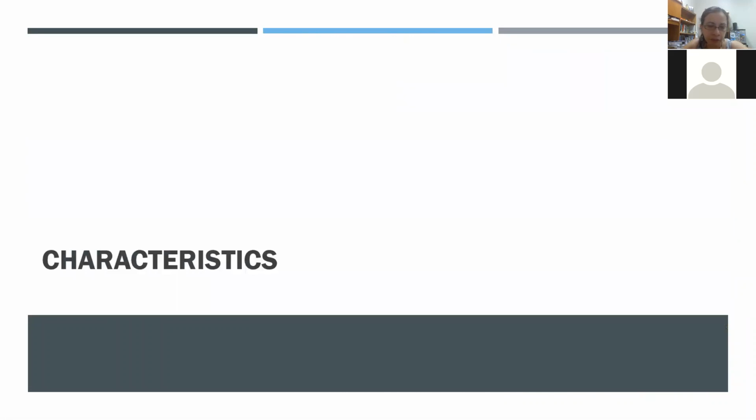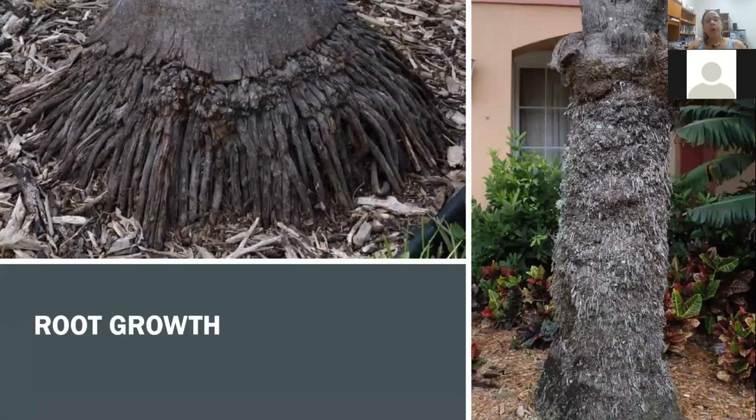So characteristics. One of the first characteristics that I often get questions about has to do with roots. So palms have what are called adventitious roots, which means that they can grow roots from any part of the stem if it has the right conditions. So the picture on your top left could indicate that there's excess water being exposed to that trunk, or that they've maybe lowered the soil since it was planted.